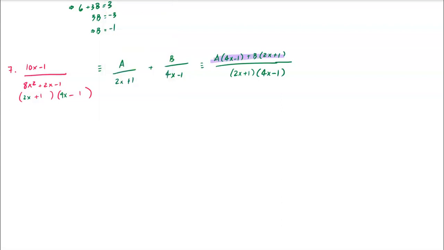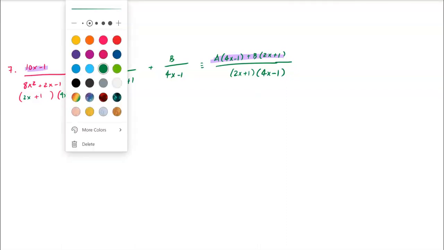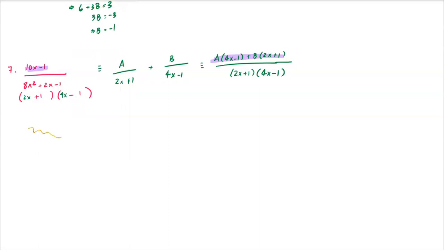So let's get that lilac, equaling 10x minus 1. Oh, do I have that lilac color? What are these new colors that they've added? Whoa. It's like gold.